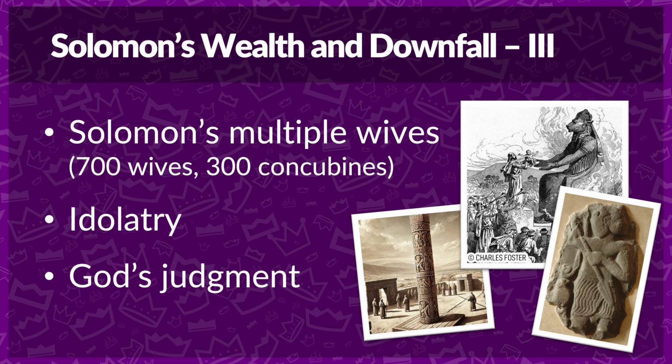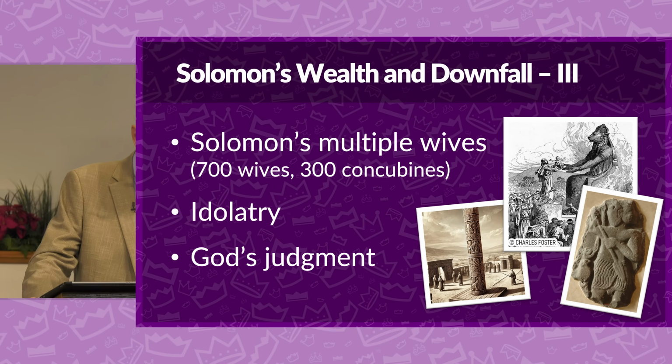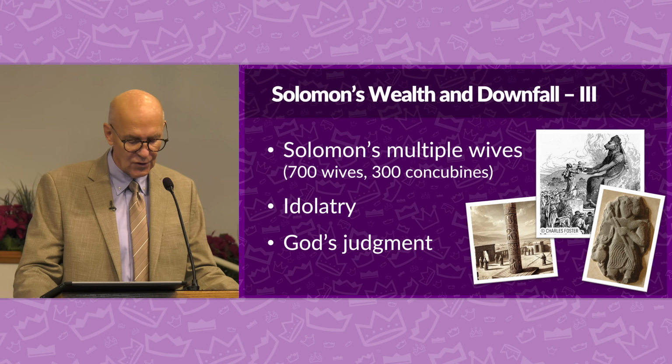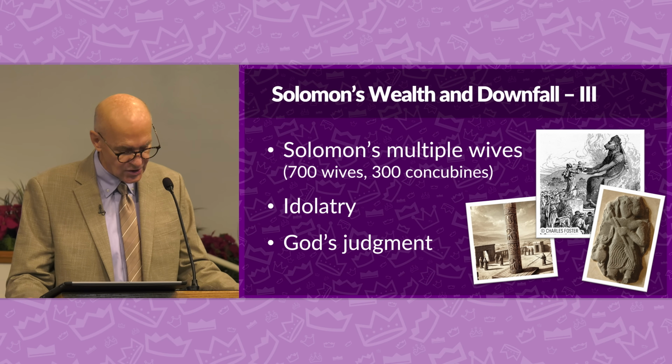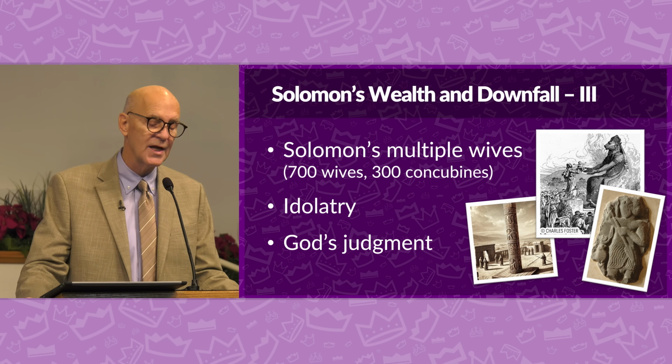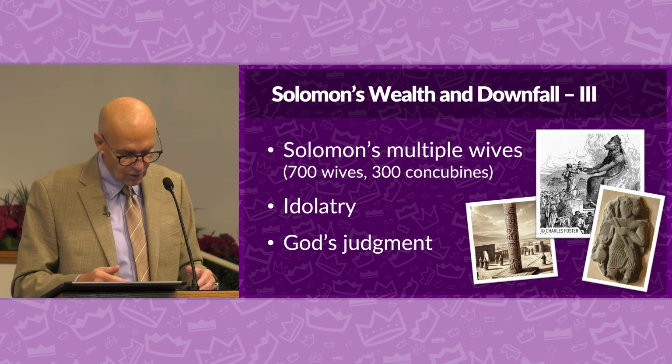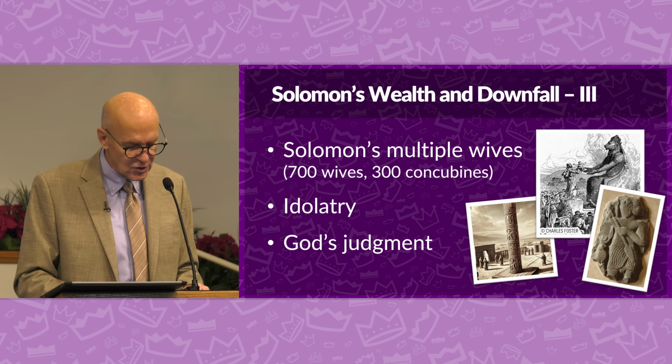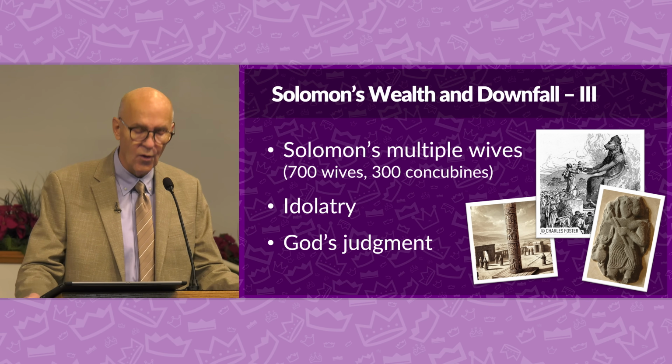Solomon marries 700 wives and has 300 concubines, many of whom are from foreign nations. These marriages were likely politically motivated, aimed at securing alliances with surrounding nations. However, they also become a source of great spiritual danger. As Solomon grows older, his foreign wives eventually turn his heart away from the Lord.